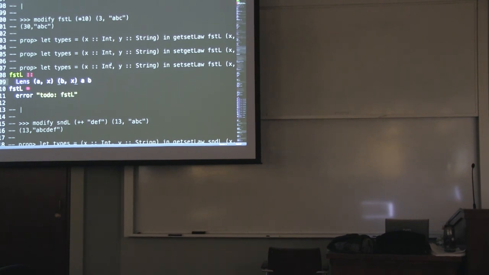Then if you needed to go and update all the strings in the structure or something like that, all you've got to do is call modify, and then the update function, and that's all you've got to write. So that's the whole point.